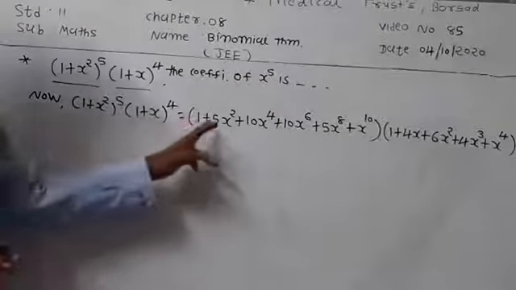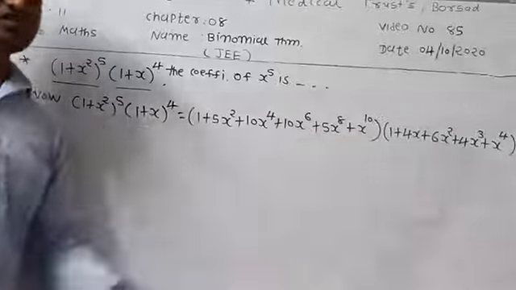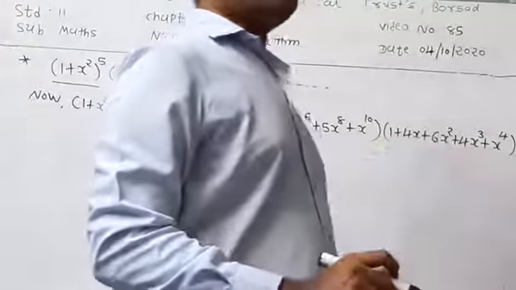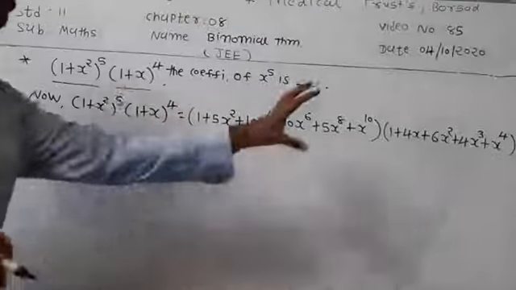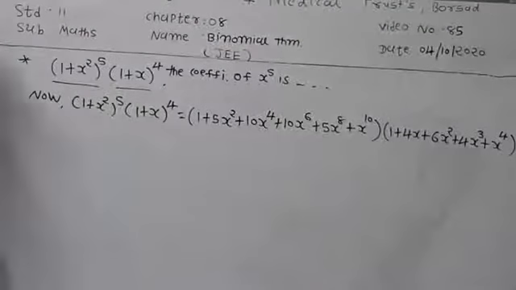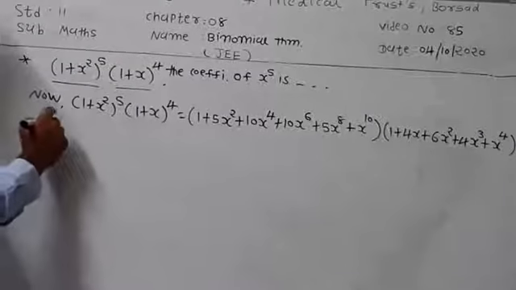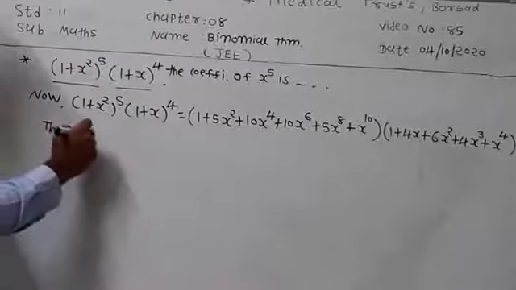Here 1, 2, 3, 4, 5, 6 terms are present, and here 1, 2, 3, 4, 5. So 6 and 5 are the totals. Open all these terms, so here we get 30 terms. But our question is to find the coefficient of x raised to 5.